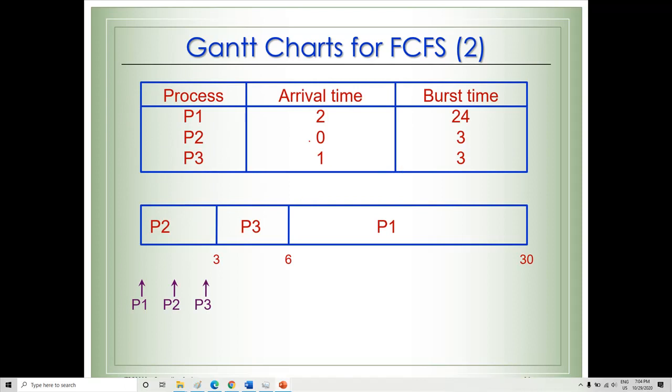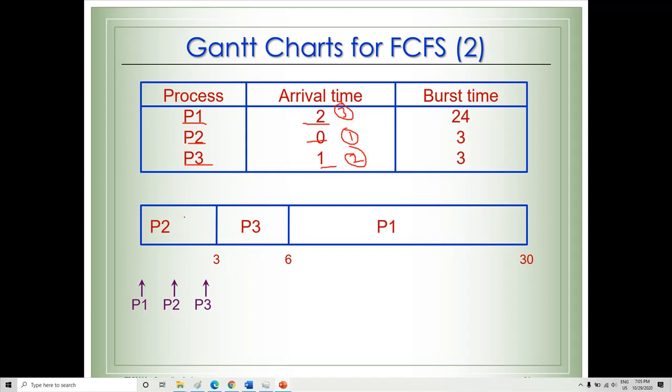Now let us discuss another scenario, another problem. So there are 3 processes, P1, P2 and P3. Process 1 arrival time is 2, process 2 arrival time is 0 and process 3 arrival time is 1. So this one comes first, this one comes second, and this one comes third. So naturally the order in which they get the CPU also is going to change.